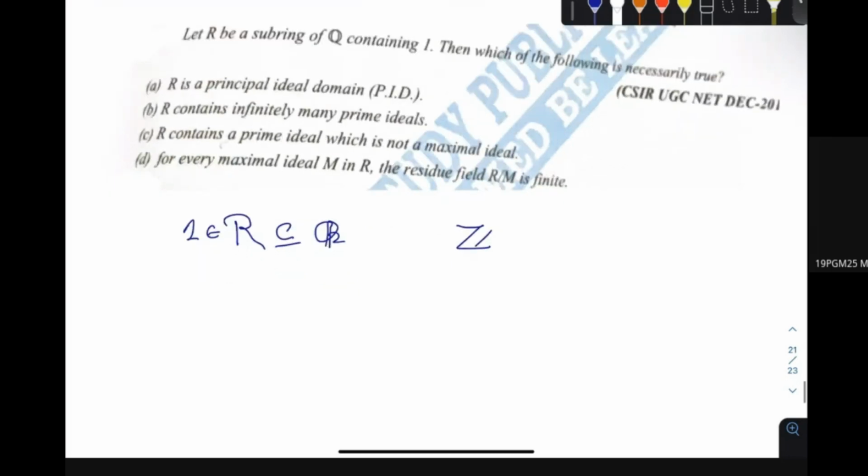Okay, suppose we don't have one, let us try to attack with this example only. They're asking whether R is a principal ideal domain. Is it true? What do we think? What do we have a feeling? First we have a feeling, right?